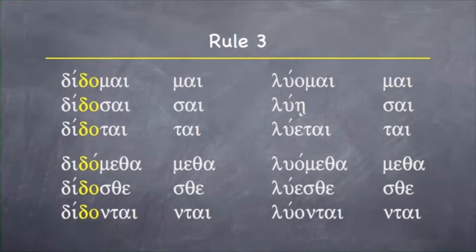But when you switch over into the present middle passive, there's no big deal. You still have the reduplication with the iota, but you have the mai, sai, tai, metha, ntai. And you'll notice that this is one of those few occasions where in the second person singular, the sigma doesn't drop off and you see the true ending, sai. But you've been learning the true ending, so that's not a big deal. There's nothing new there for you to learn.